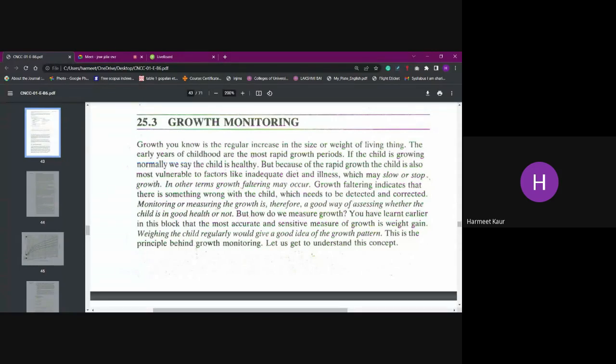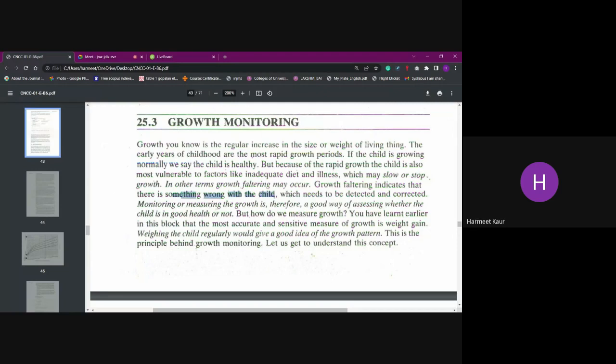So now what is happening is that initially the child was growing, then there was a sudden stoppage in the growth of the child. And then we didn't take enough care of the child, and now this child has started to lose weight. All this is related to growth faltering. So growth faltering indicates that there is something wrong with the child which needs to be detected and corrected.